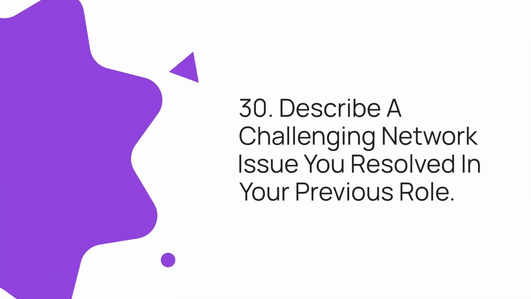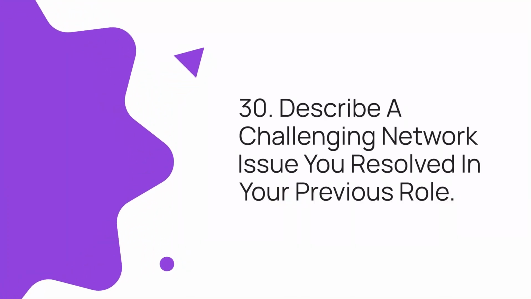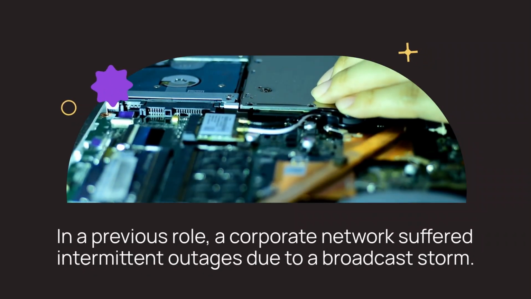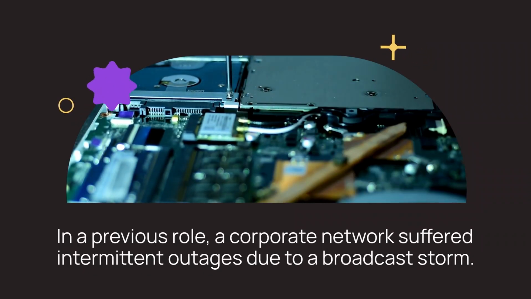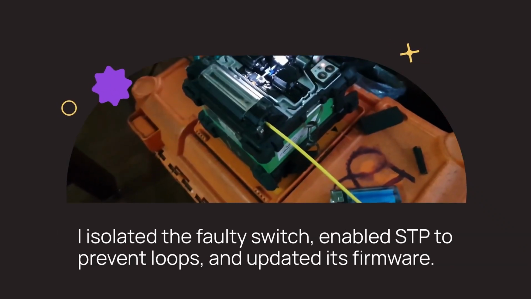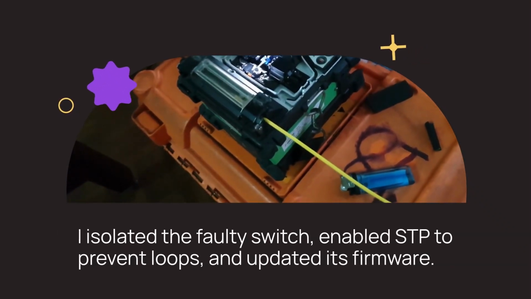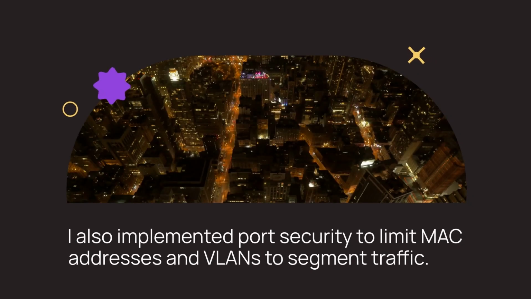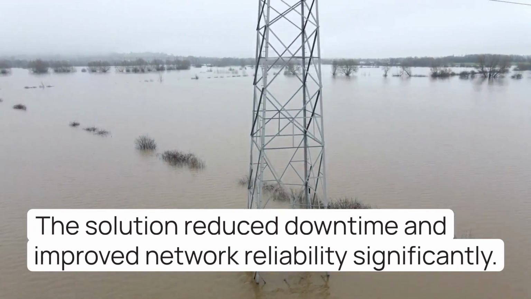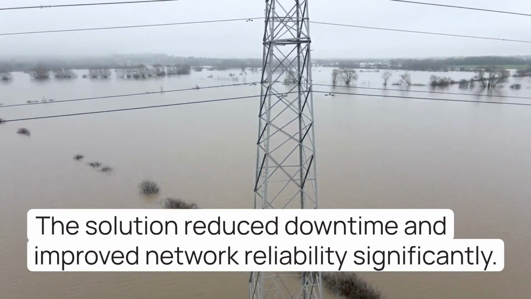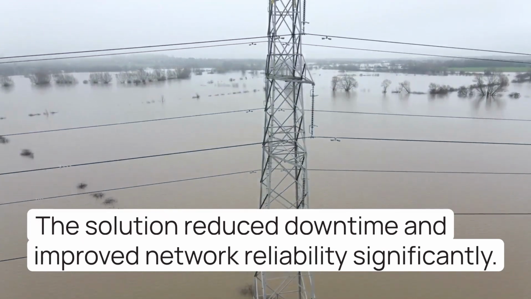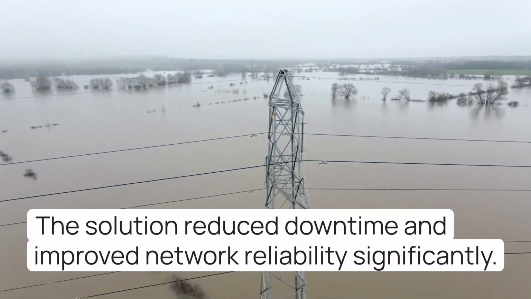30. Describe a challenging network issue you resolved in your previous role. In a previous role, a corporate network suffered intermittent outages due to a broadcast storm. Using Wireshark, I identified excessive ARP requests from a misconfigured switch. I isolated the faulty switch, enabled STP to prevent loops, and updated its firmware. I also implemented port security to limit MAC addresses and VLANs to segment traffic. Post-fix, I monitored the network with SolarWinds, ensuring stability. The solution reduced downtime and improved network reliability significantly.